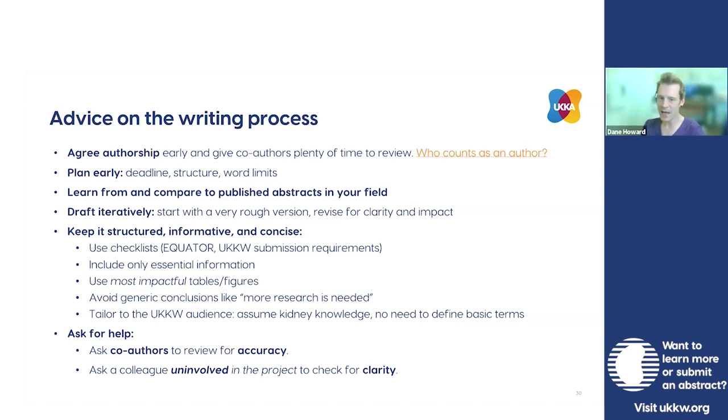And finally, ask for help. Make sure you've agreed on authorship early on, and that all co-authors have reviewed and approved the abstract. This will help avoid any confusion and strengthen the final version. And crucially, get a fresh pair of eyes. Ask a colleague who wasn't involved in the project to read it. They can point out unclear phrasing, missing content, or any assumptions that you might not realize you're making.